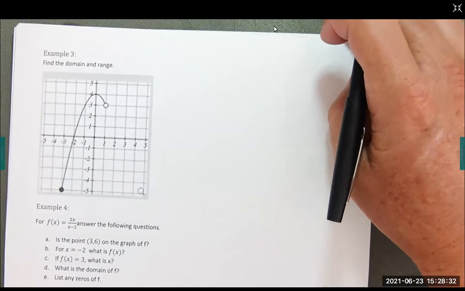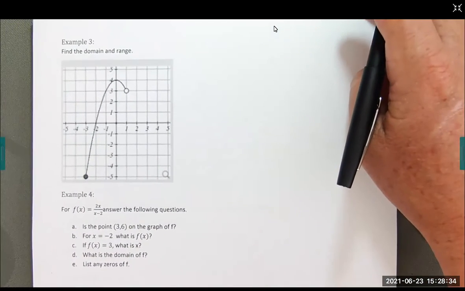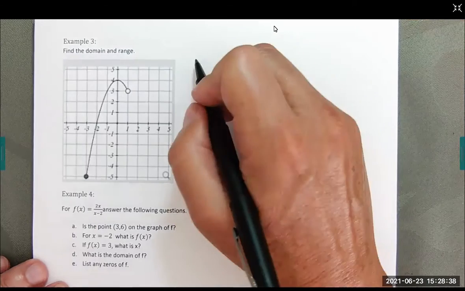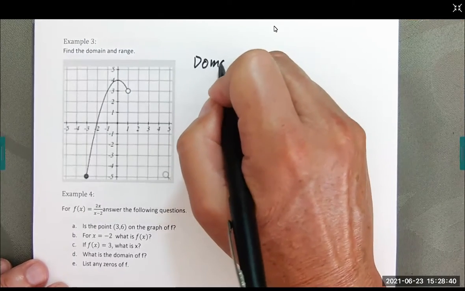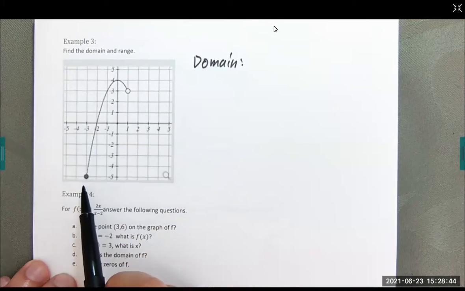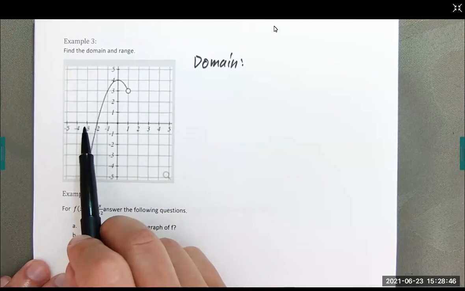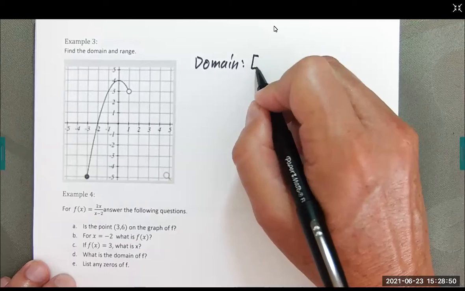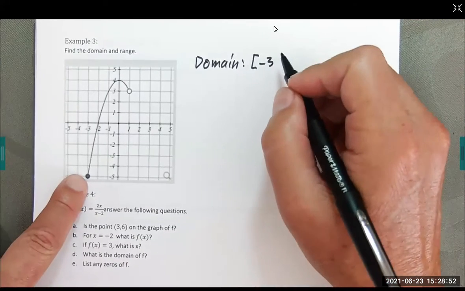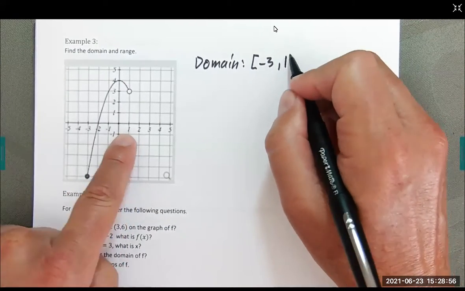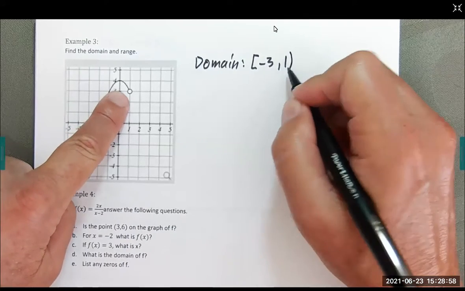Example 3. Find the domain and range. All right. So for the domain, those are x values. So again, even though it's down here, I don't care up or down, I'm left and right only. So this is going to go from -3, including -3, solid dot, all the way over to x equals 1, but because it's an open circle, it doesn't cover it.